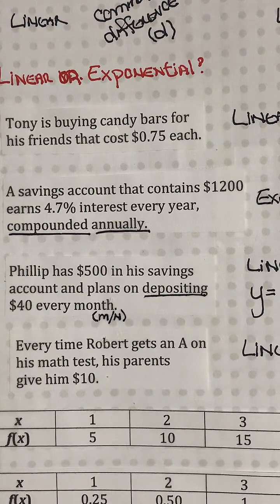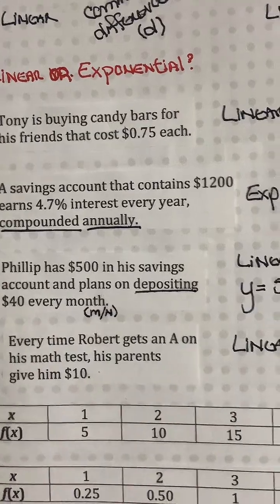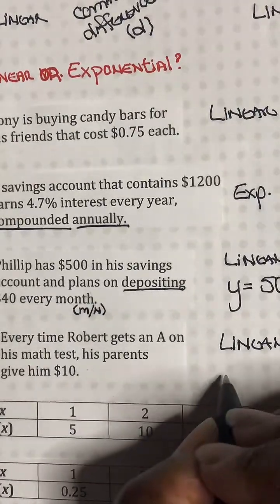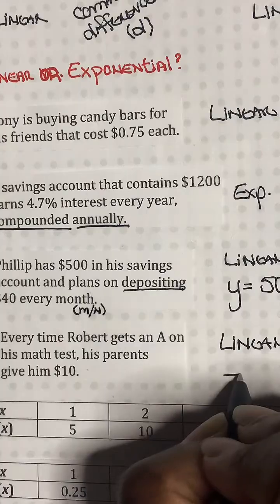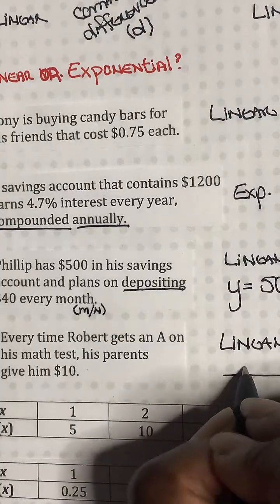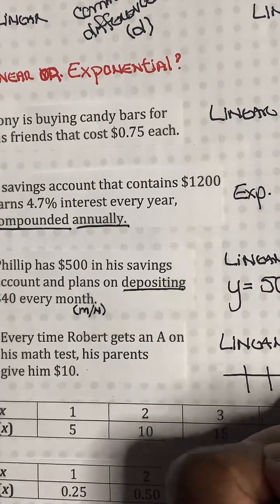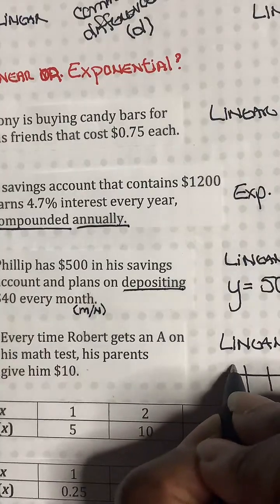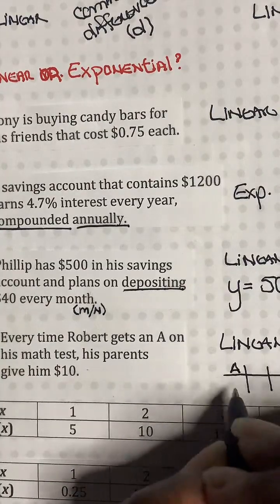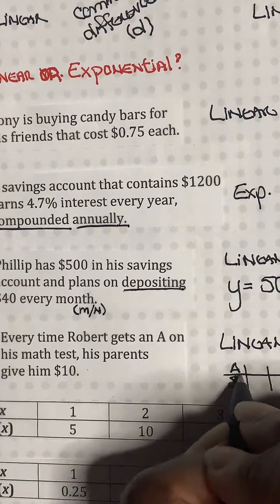All right. So let's take a look at this. Let's say he's got, do a quick little graph this way. So this is going to represent the A's, and down here is going to represent the money.